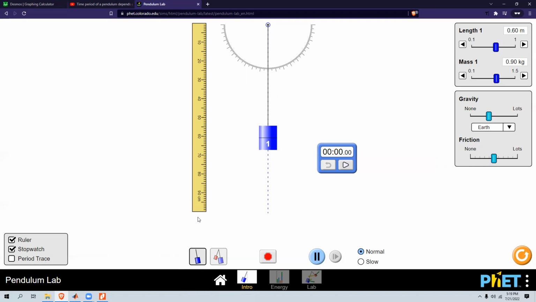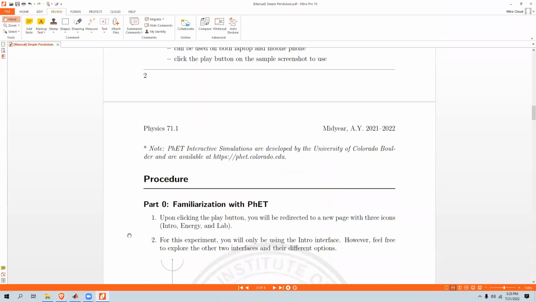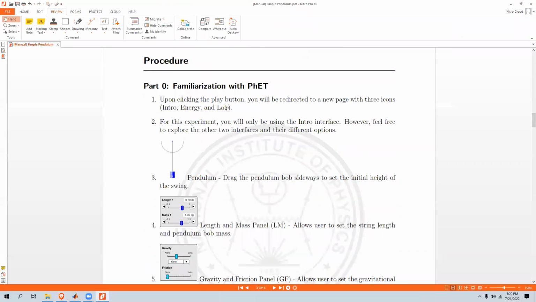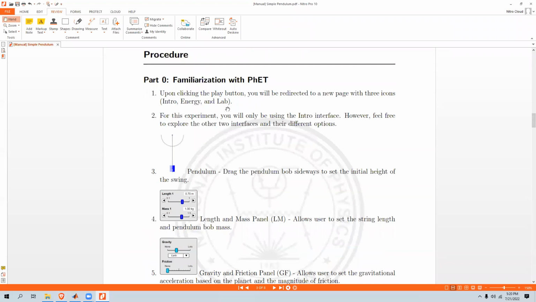So how do we actually make your pendulum move here? Basically, the best way to measure your periods would be to first pause your simulation and then set your pendulum to some angle displacement before making it move. But let's explore that part later during the proper procedure portion. So procedure part 0 will be familiarization with the PhET simulation.